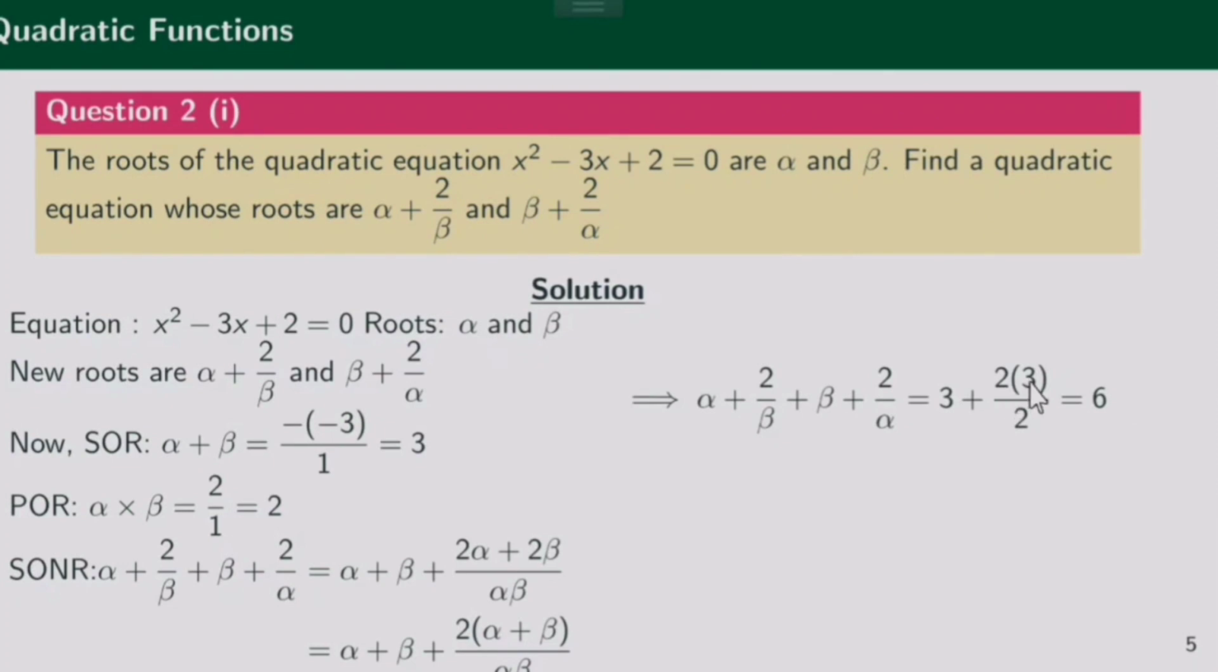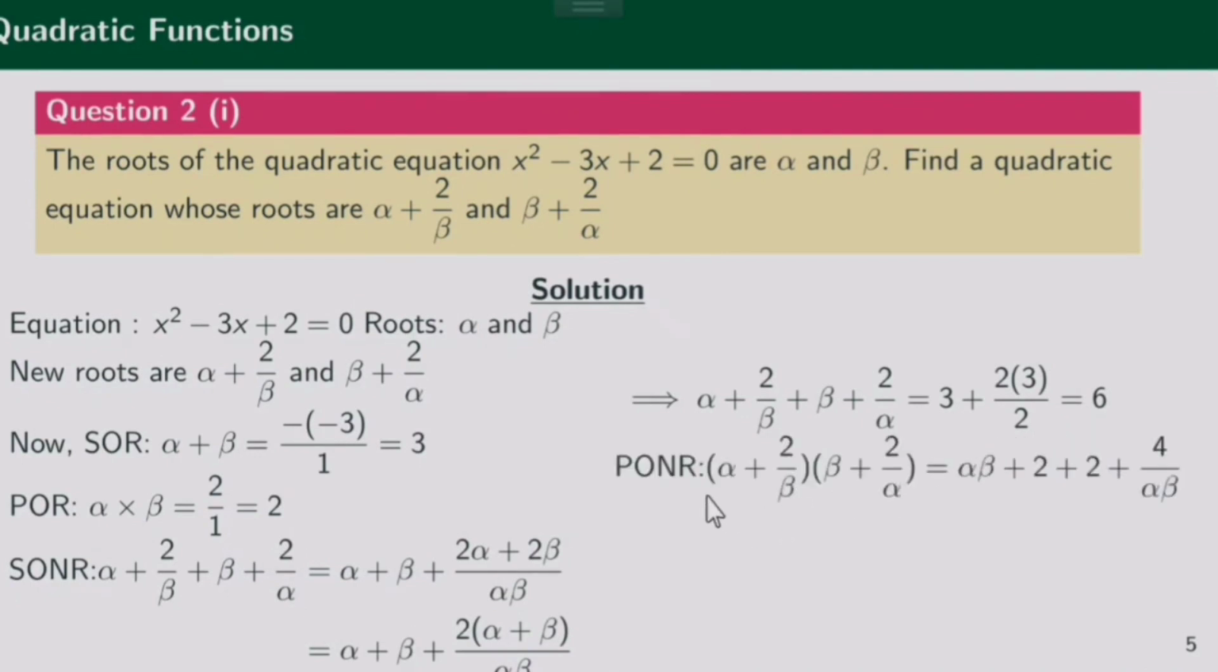I add it to 2 into 3 divided by 2, because alpha plus beta is 3 and alpha times beta is 2. This 2 strikes out. I'll have 3 plus 3, which is equal to 6. So the sum of the new roots is equal to 6.